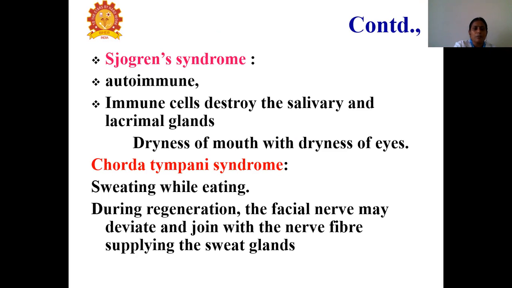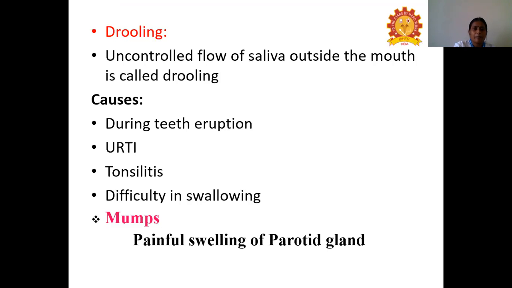Chorda tympani syndrome, sweating while eating. During regeneration, the facial nerve may deviate and join with the nerve fiber supplying the sweat gland. Drooling, uncontrolled flow of saliva outside the mouth, is called drooling. The causes are teeth eruption, upper respiratory tract infection, tonsillitis, difficulty in swallowing. Mumps, painful swelling of parotid gland.